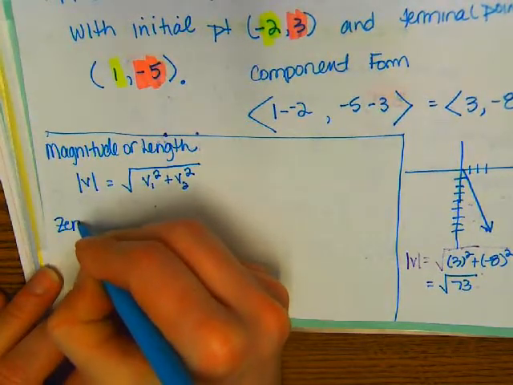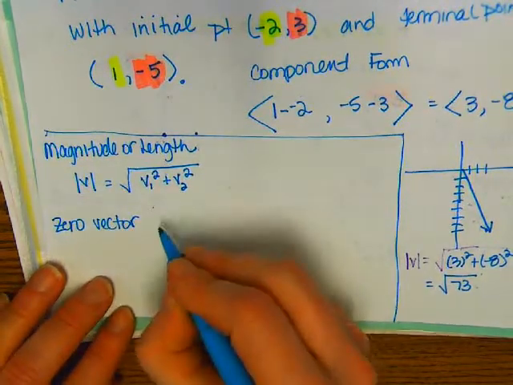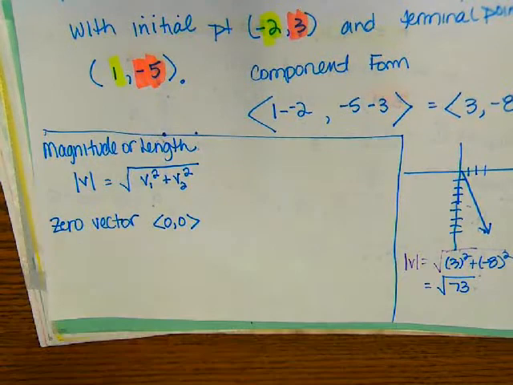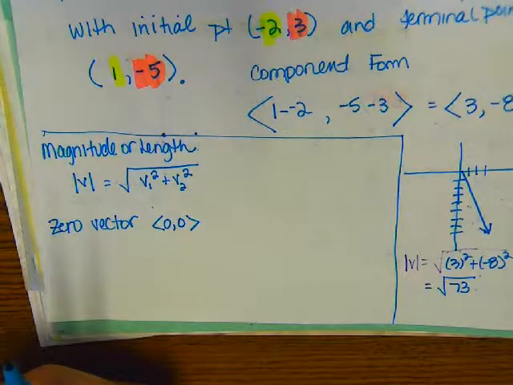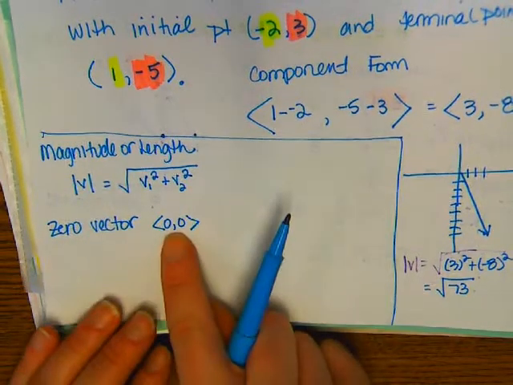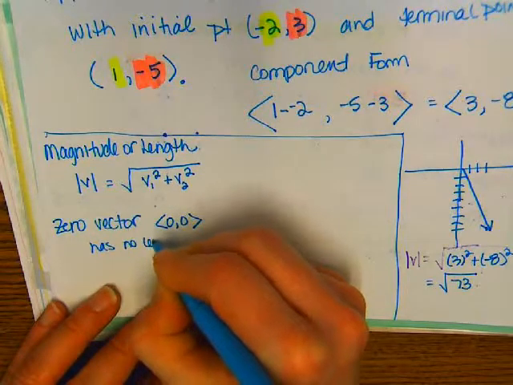We should talk about this. There's something called the zero vector. The zero vector is the vector 0, 0. What does that mean? Well, if it starts at 0, 0 and it ends at 0, 0, what is its length? 0. And it doesn't have direction, correct? So the zero vector, the vector 0, 0, is just the vector that has no length or direction.